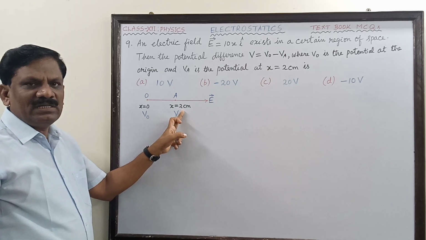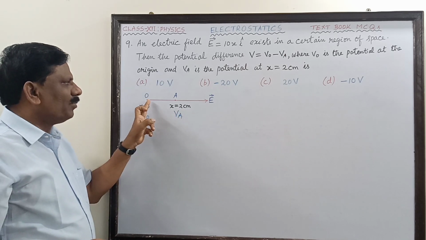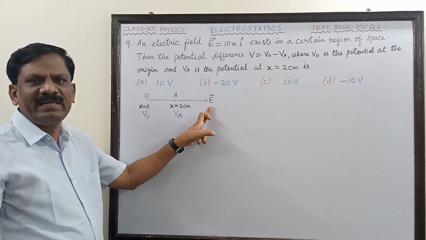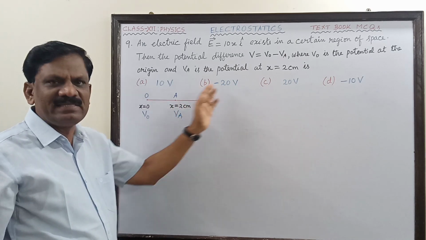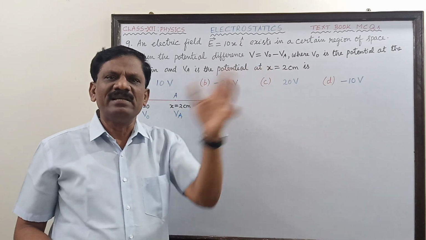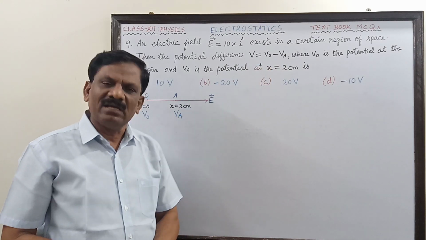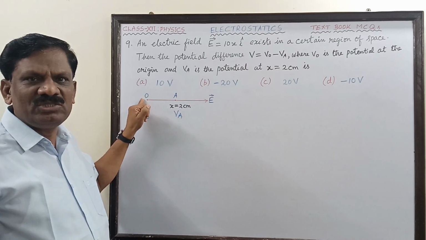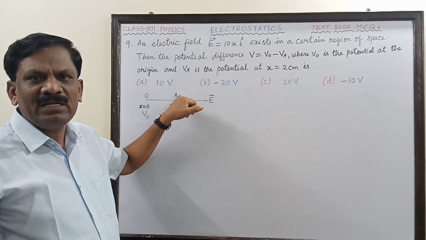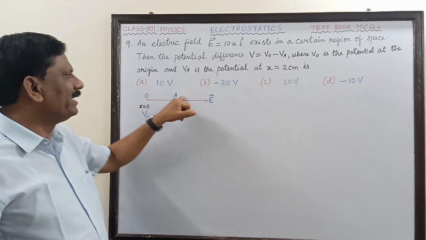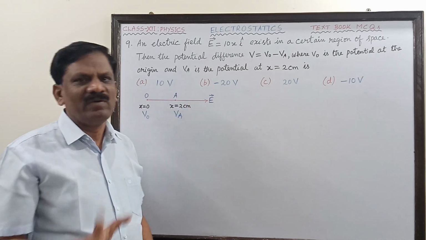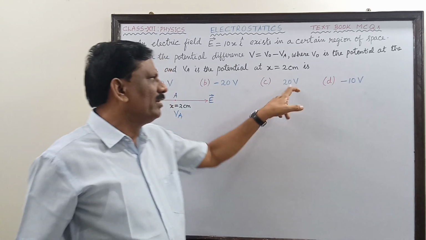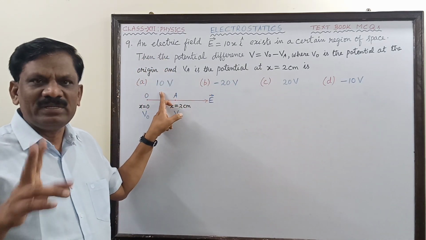We have studied that the potential will always decrease along the direction of the electric field. As the value of x increases, V is inversely proportional to the distance. Therefore, the potential will be decreasing. So the potential at the origin should be greater than the potential at A. Therefore, VO minus VA must be a positive value only. So we can rule out the negative values. Then we have to find which of these two is correct.